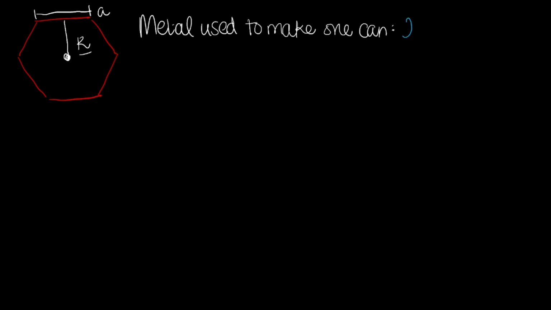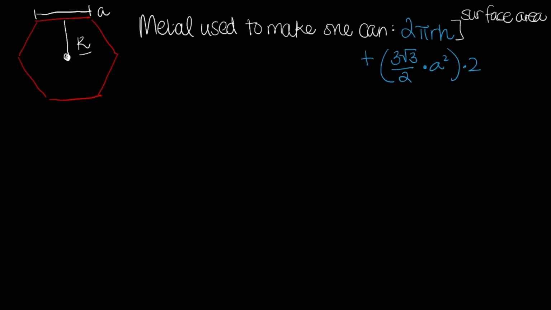Referencing back to the first question, we know that the equation for the amount of metal needed to make one full can, including the top, bottom, and middle, is equal to 2 pi rh plus 3 times the square root of 3 over 2 times a squared times 2, where 2 pi rh is the surface area of the cylinder, and 3 square root of 3 over 2 times a squared times 2 is the formula to find the area of the hexagon. The reason that we are multiplying that part by 2 is because we need to account for both the top and bottom of the can, and not just one side.